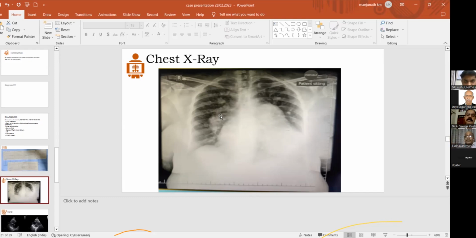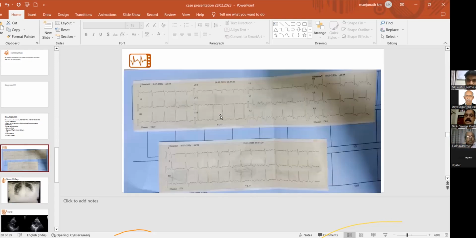Okay. Can we go to the ECG? This is the ECG of the patient, and the ECG is showing atrial fibrillation.